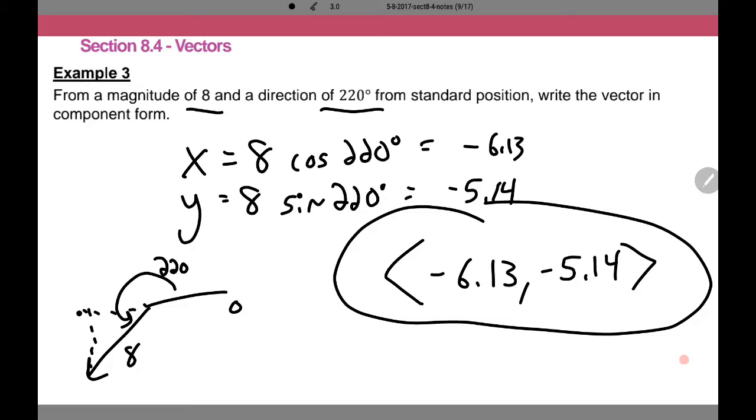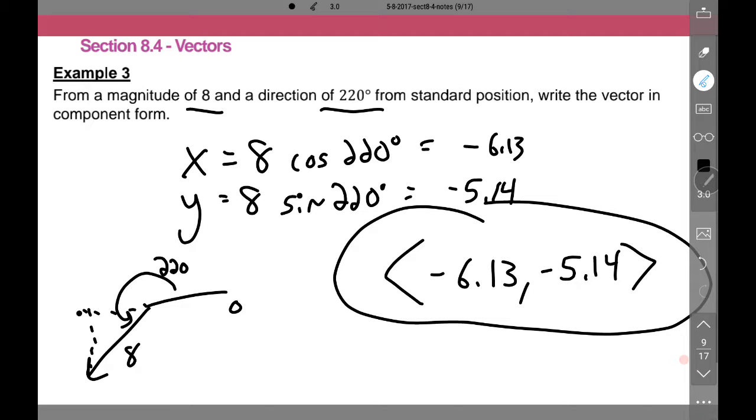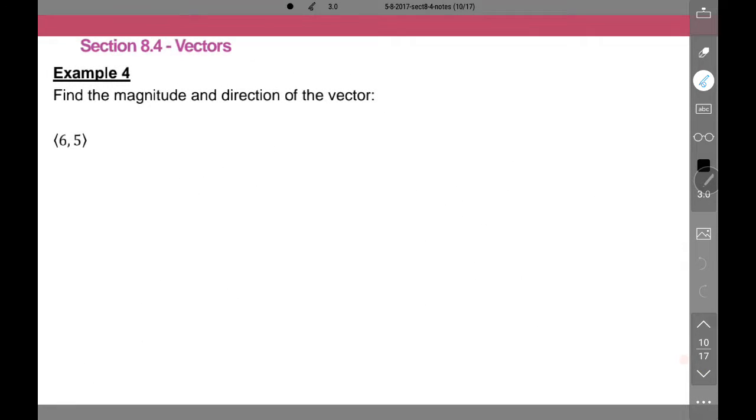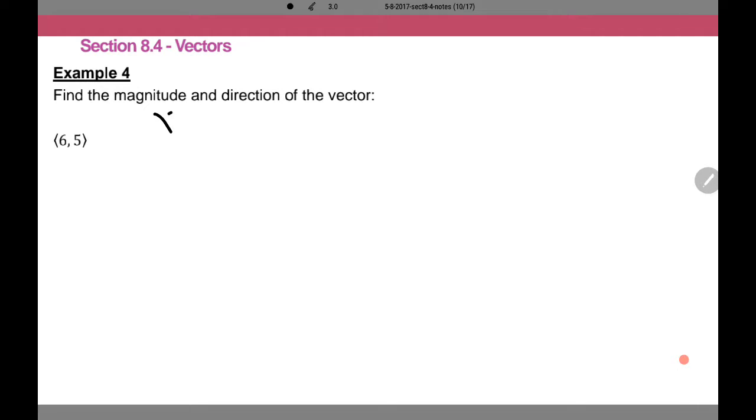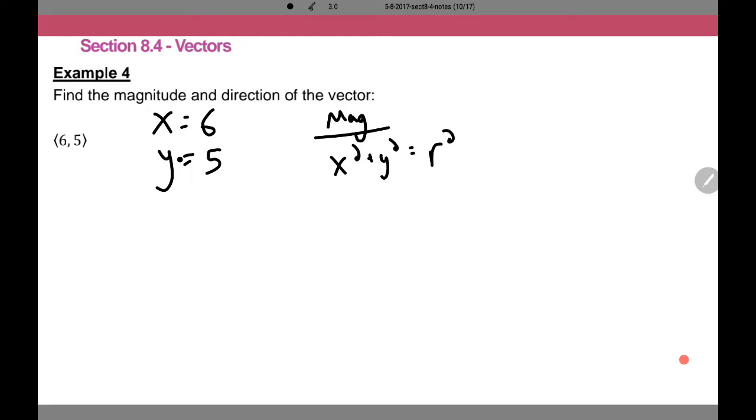Alright. So sometimes you'll have the magnitude and the direction, sometimes you won't. Sometimes you'll have the component form and you need to find the magnitude and the direction. And again, we've done all this before. So here we know our x component is 6, our y component is equal to 5, and to find the magnitude, all we have to do is x squared plus y squared is our magnitude squared. So kind of like r squared, just like we did before.